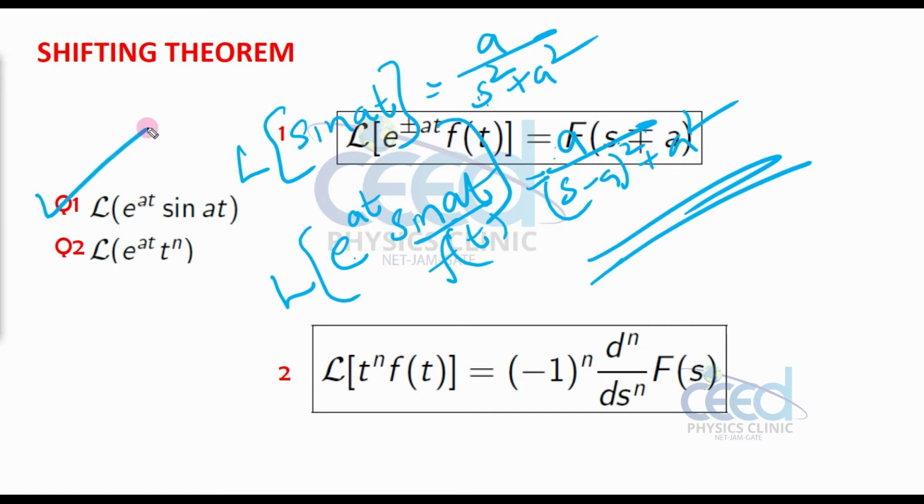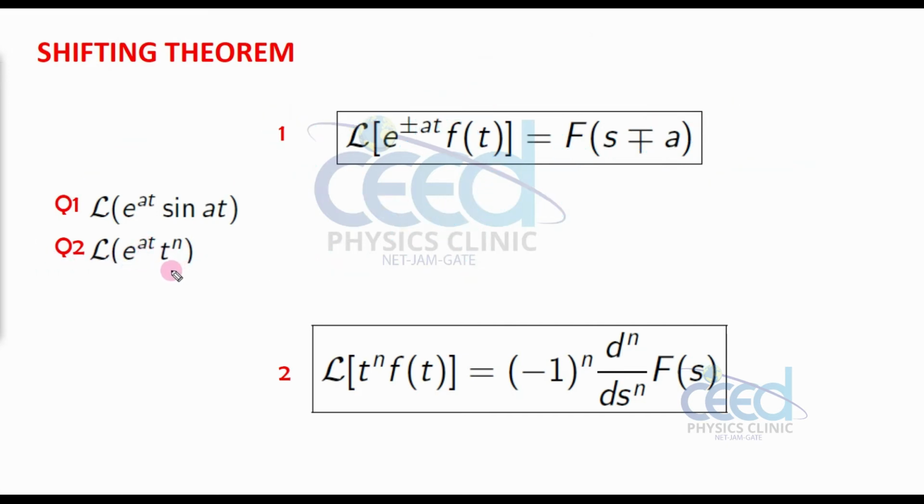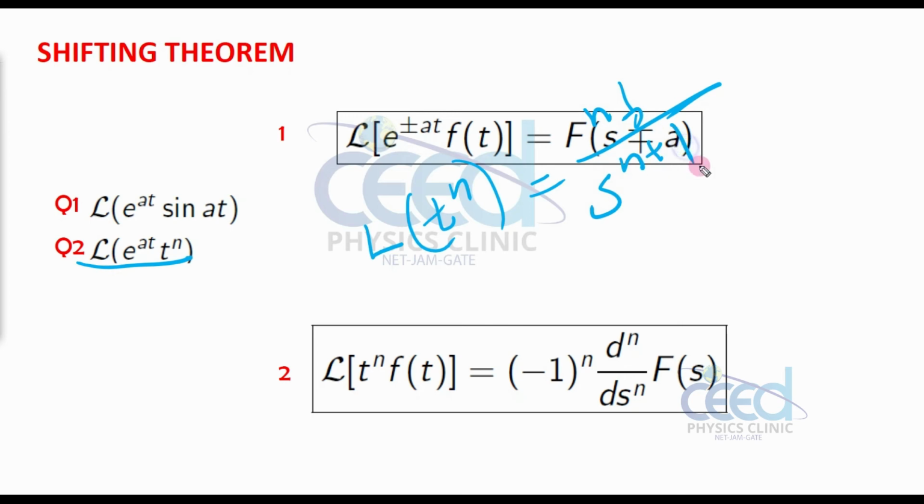Now let us do the second problem, that is Laplace of e raised to at t raised to n. That is the next question. So what is Laplace of t raised to n? That is Laplace of f of t, that is n factorial divided by s raised to n plus 1, right?